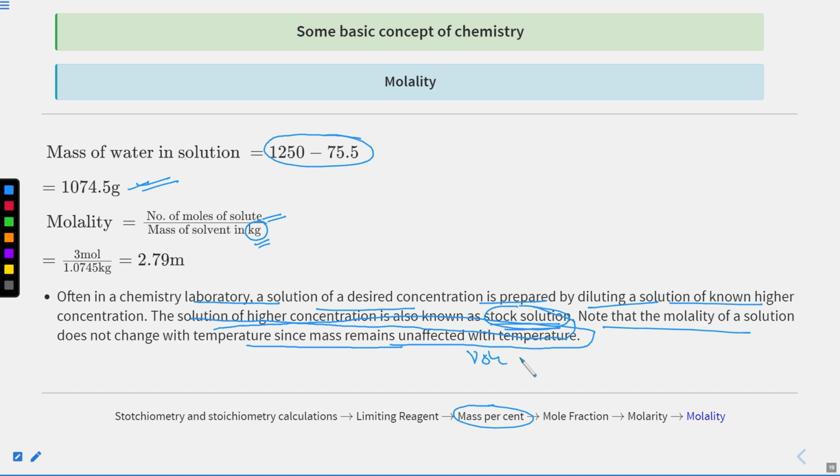It can also be volume by weight percentage. So the volume of the species you are looking for is divided by the weight of the solution, multiplied by 100. Clear? So with this, I end my lecture. Thank you.